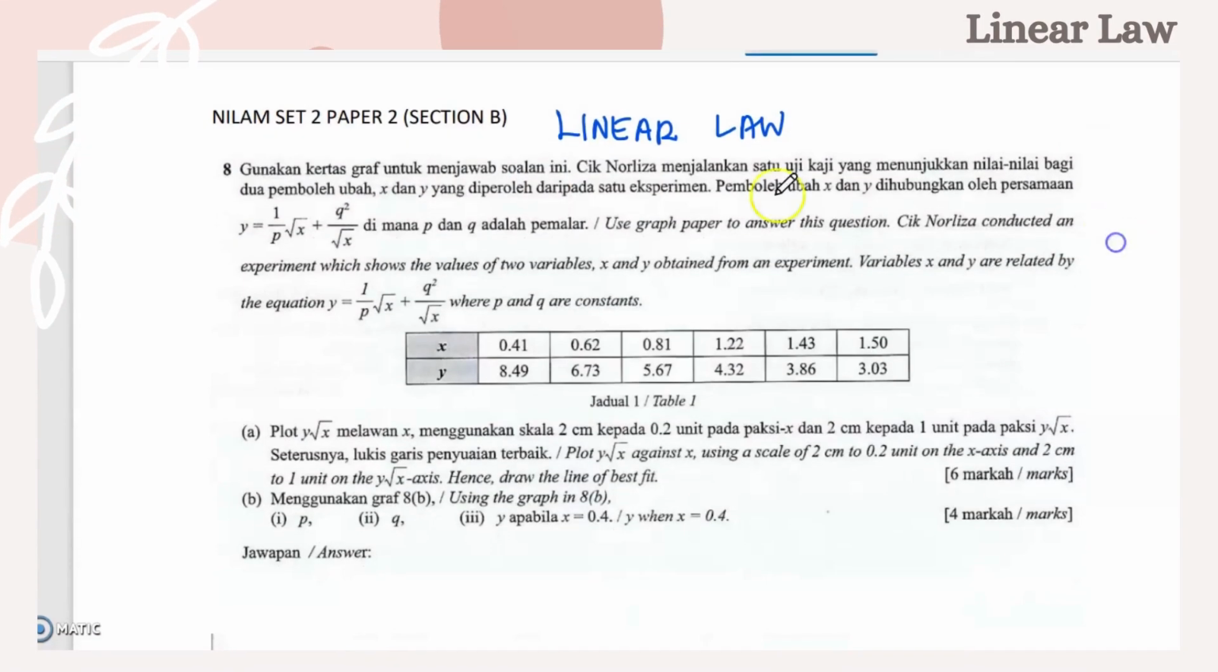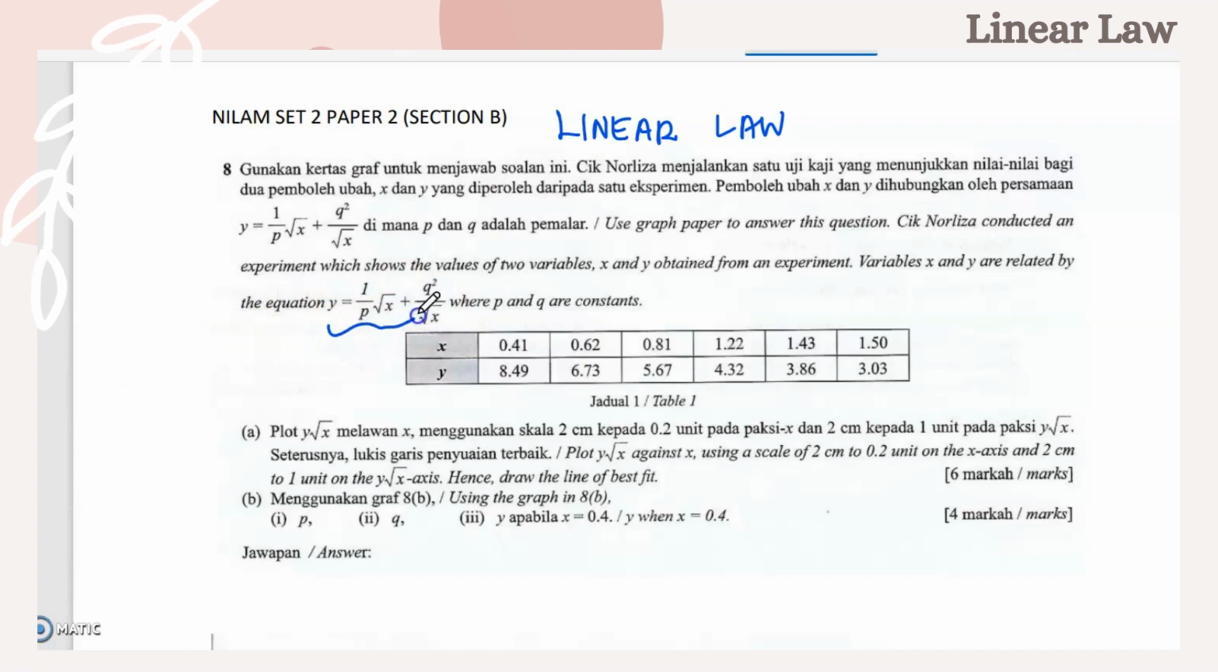Okay, the question is all about linear law. So we have y equal to 1 over p square root of x plus q square over square root of x. This equation is actually in the form of a nonlinear equation. From this part, we have to convert this equation into linear by applying the linear law.